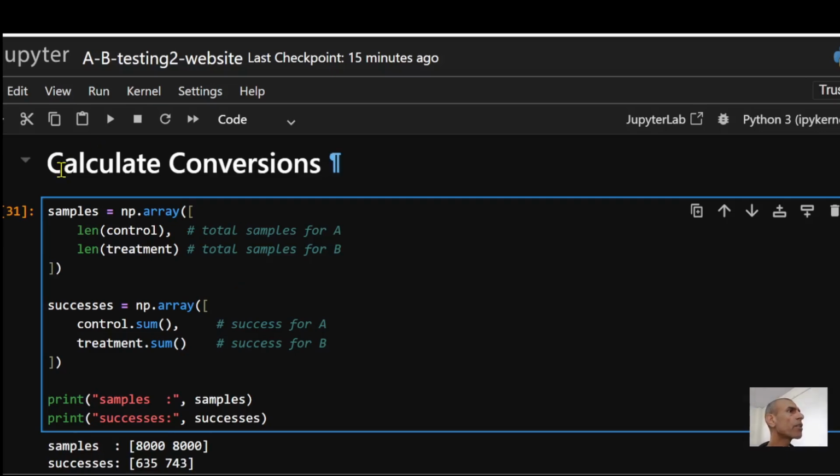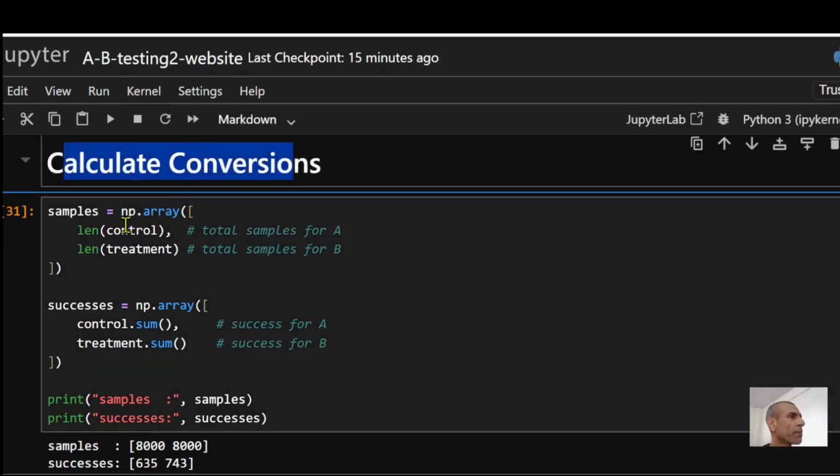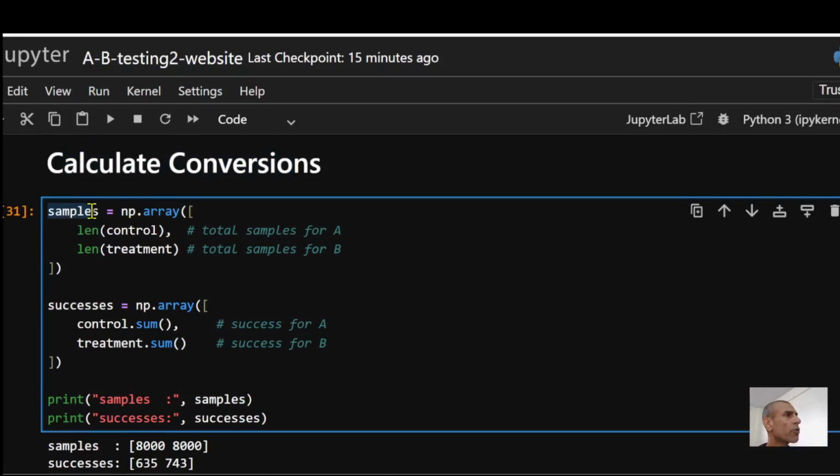And now I'm going to calculate the conversion using the data. The first thing I'm doing, I'm focusing on samples. I want to see how many total samples I have. I'm using the len function. So this is going to give me how many people came to website A. This particular one right here is going to give me the total samples for website A. This one right here gives me the total samples for website B. In other words, how many people came to website B.